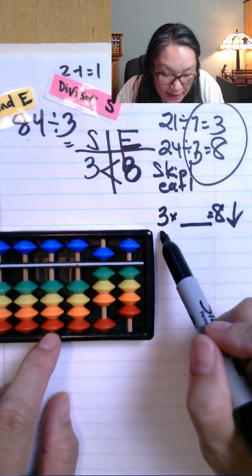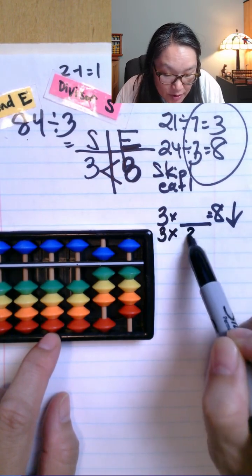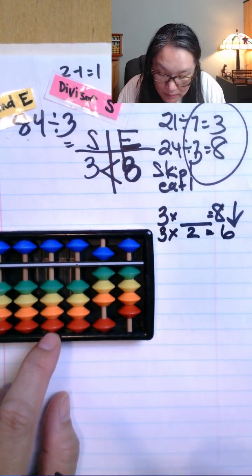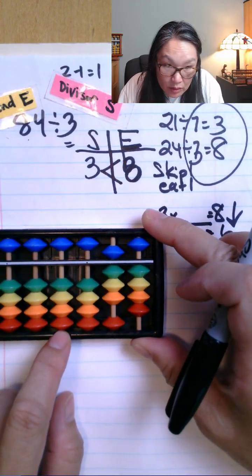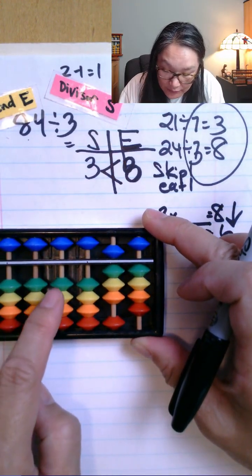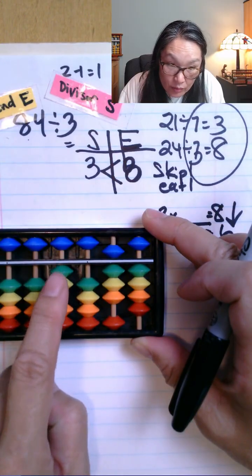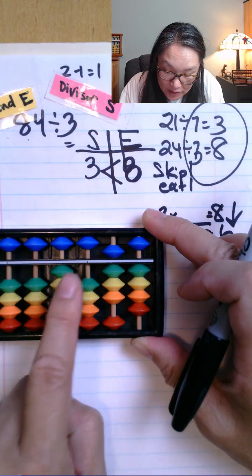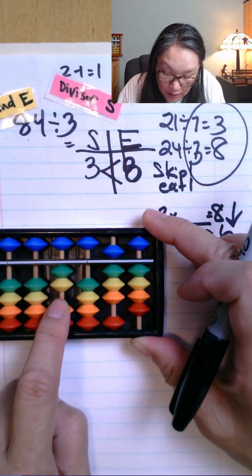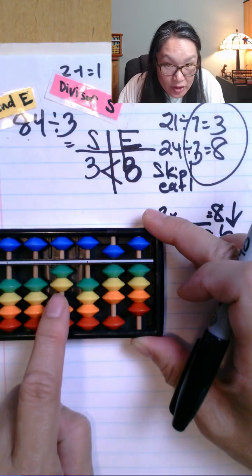The reason why we want to say or less is because we know 3 doesn't go into 8, but we want to get as close as possible. So the closest we can get was 3 times 2 is equal to 6. So I'm going to add my 2 as my answer. Remember, I skipped it. So I'm going to skip this column, and I'm going to add my answer here.